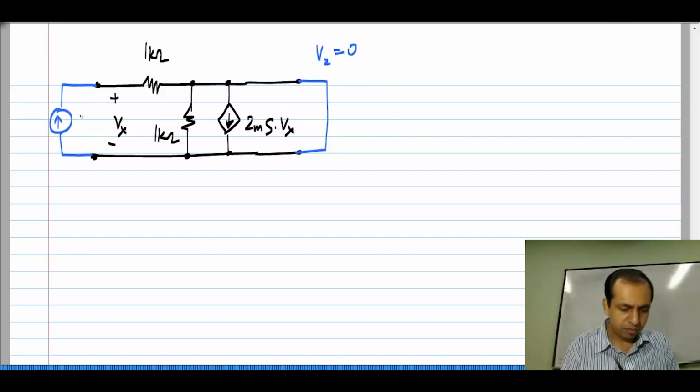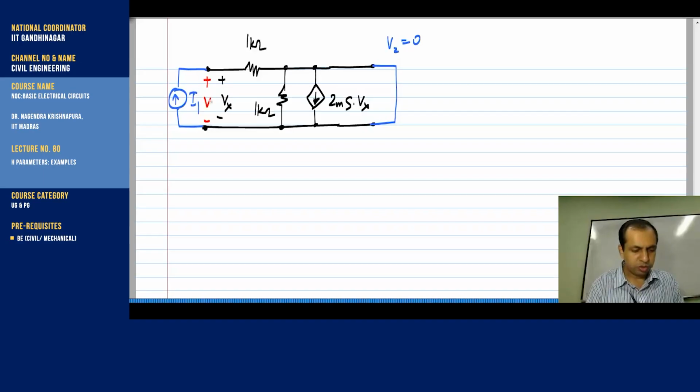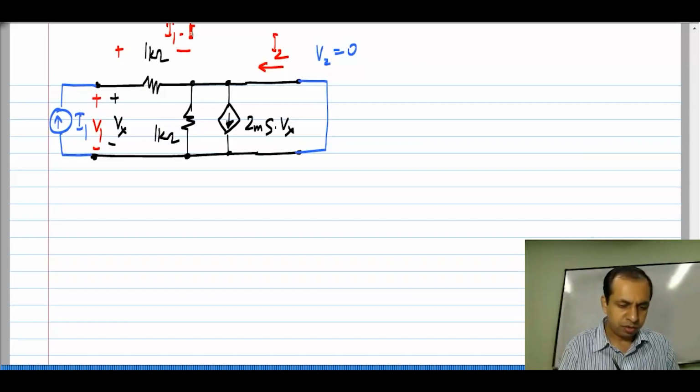apply current I1, and we want to find this voltage V1 and that current I2. Okay. So, how do we do this? First of all, this I1 simply flows through this 1 kilo ohm. So, across this we have I1 times 1 kilo ohm.